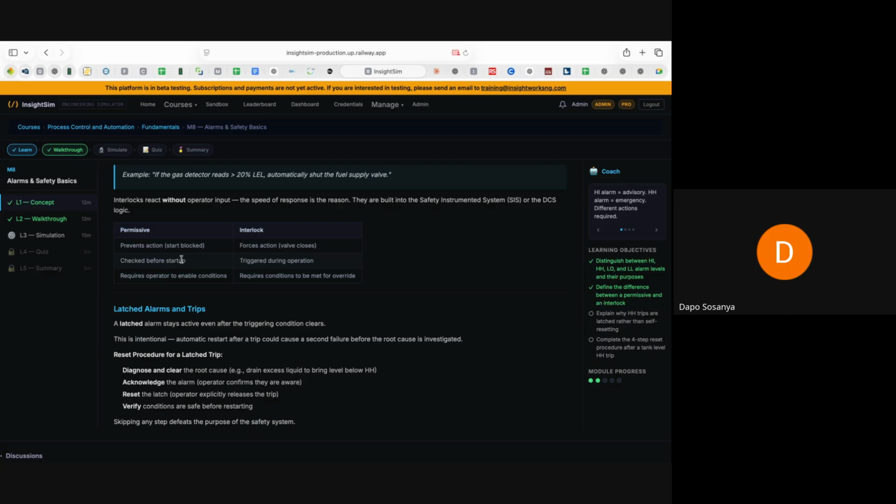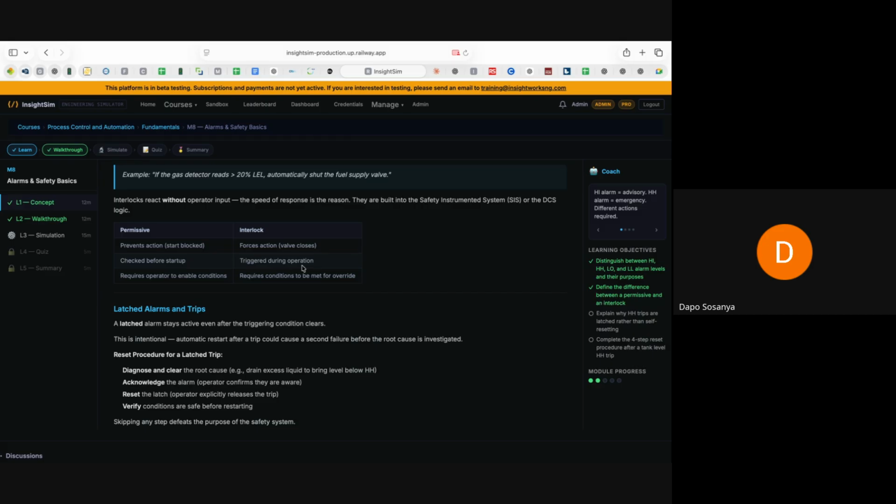right? And this is very important for those of you learning PLC. In PLC programming, the permissives are at the top, because you need to check those conditions before you start up. So generally, the instruction for permissives comes at the top of your ladder logic program, right? And the interlock is triggered during operation.